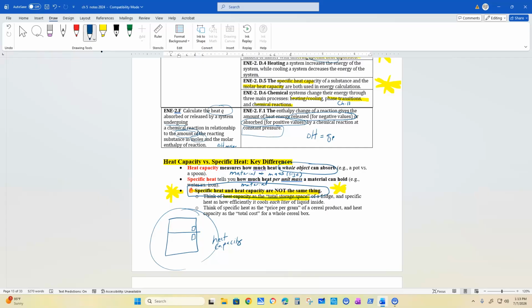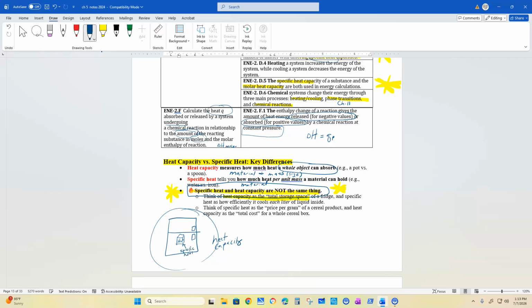So when you open it inside and you got your container of milk or your container of water, that's specific heat. It's how much heat or how efficiently it cools that specific chemical, that 1 liter of chemical. So that is specific heat.